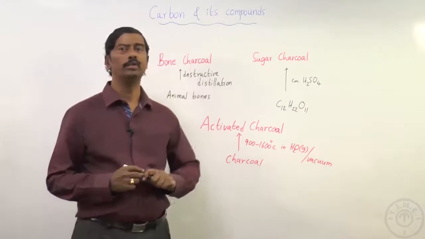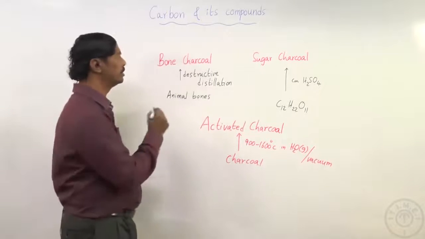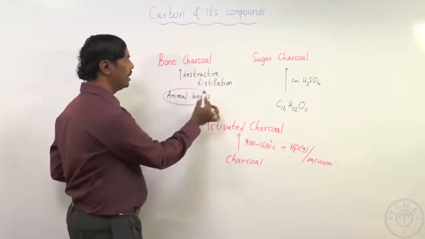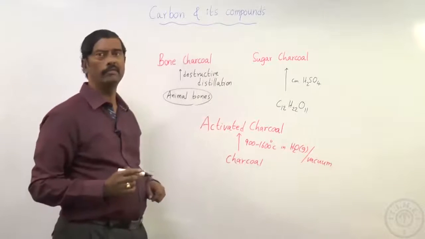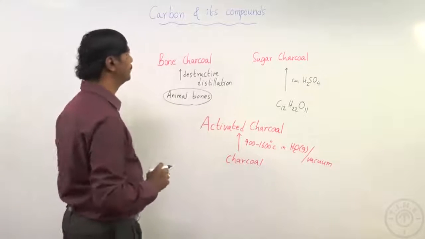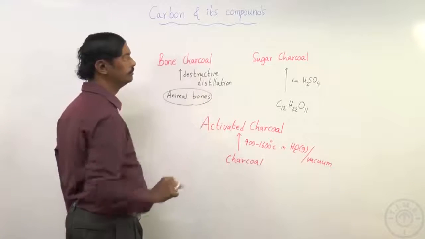Now we'll see how bone charcoal and sugar charcoal are made. Bone charcoal is also called animal charcoal, and you start out with animal bones. Animal bones will have calcium phosphate and then the charcoal part, that is the coal part, which on destructive distillation is going to give bone charcoal.